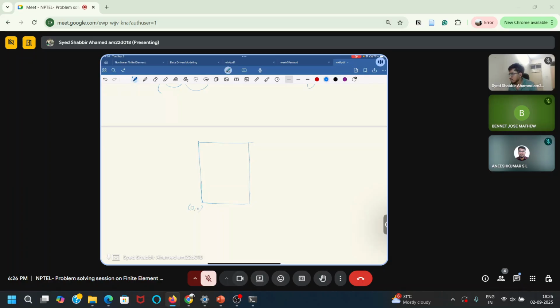So this was 0, comma 0. This was 0, comma 3, and this point is 0, comma 1.5, we'll say. And here the central node is there. This is 2, comma 3, and this is 4, comma 3, and this is 4, comma 1.5, and this is 2, comma 1.5.